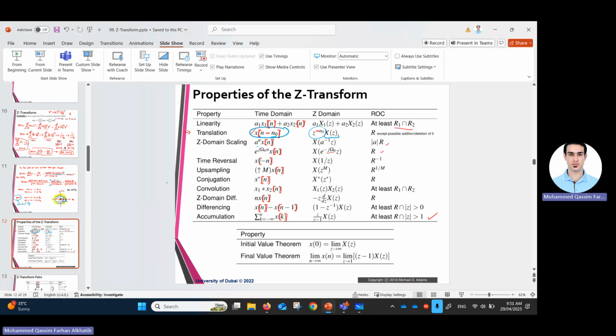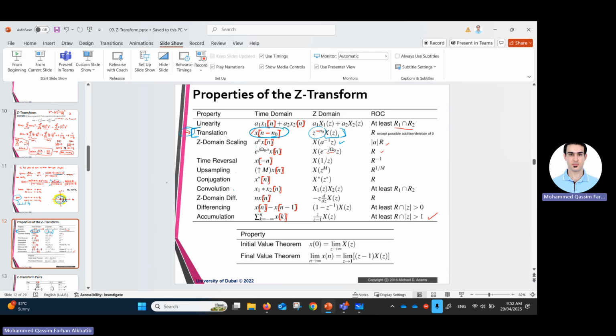When you do scaling in the time domain, you just have to scale the expression in the z domain. I don't usually prefer this one. Most of the examples will be related to this one. Okay, time reversal, you just take the reciprocal of z. Upsampling, we'll talk about sampling next week, inshallah. So when you upsample, you scale the z. Mainly the focus will be on this one, and that's why you have an arrow there, actually.